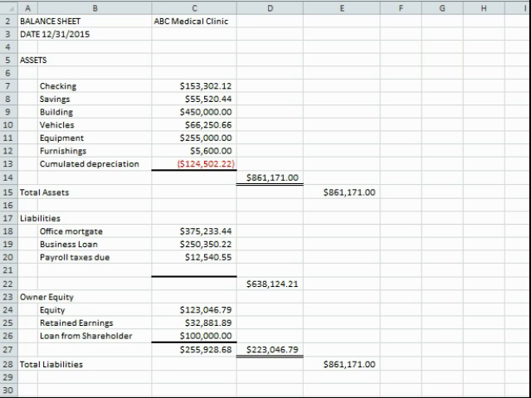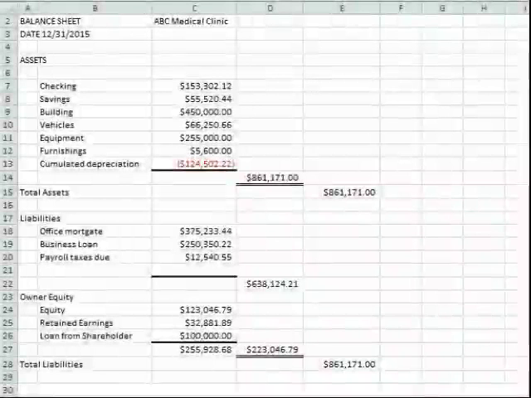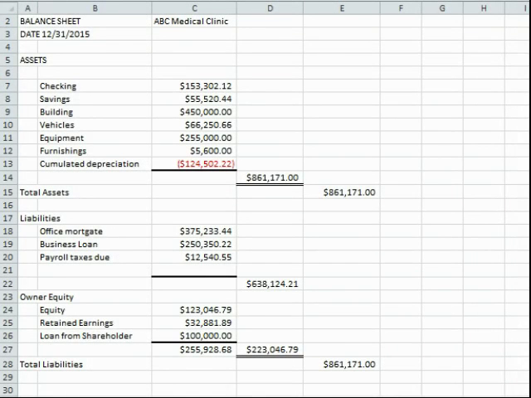This is the balance sheet for the ABC Medical Clinic. As mentioned, it's of a specific date, that is 12/31/2015. So on this date, this is the status of the medical clinic. Notice the assets. Checking account. The checking account contains $153,000. There is a savings account. The office building is worth $450,000. Vehicles $66,000. Equipment $225,000, as well as furnishings.